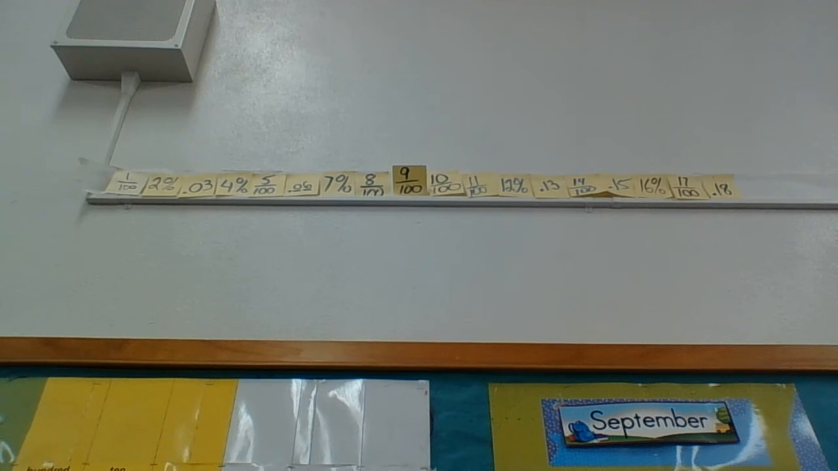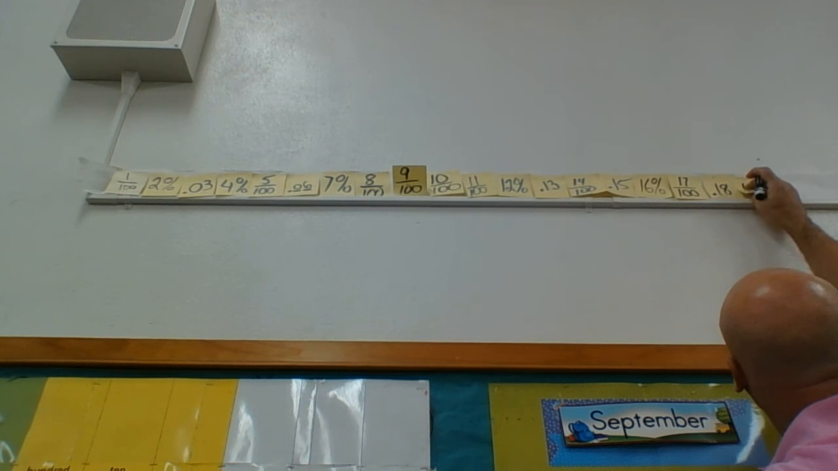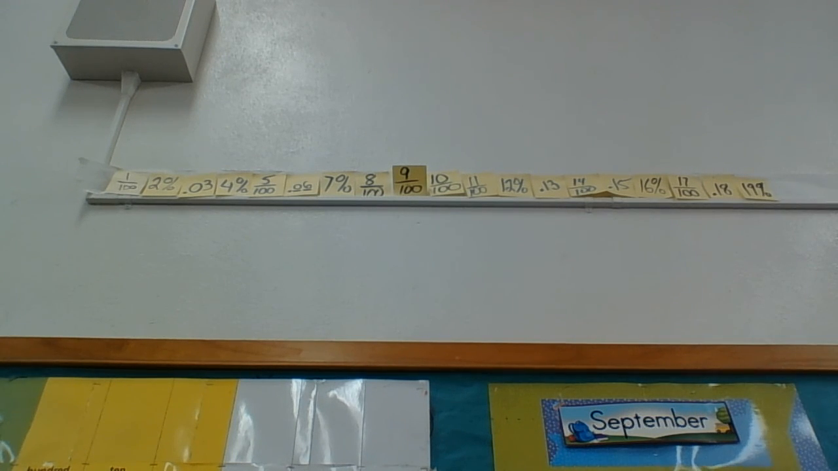because per means out of, and cent means 100. So we have 19%.